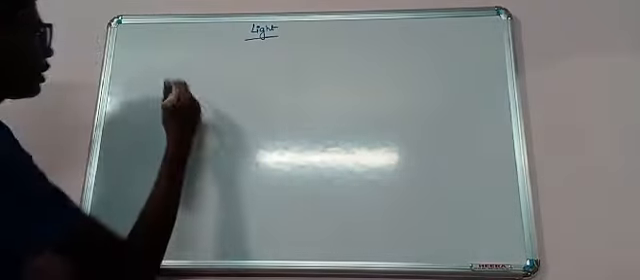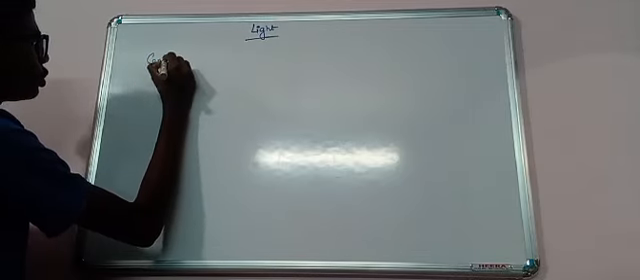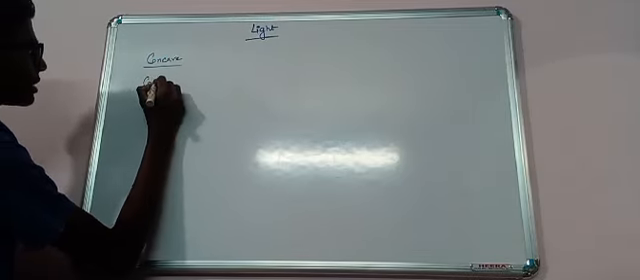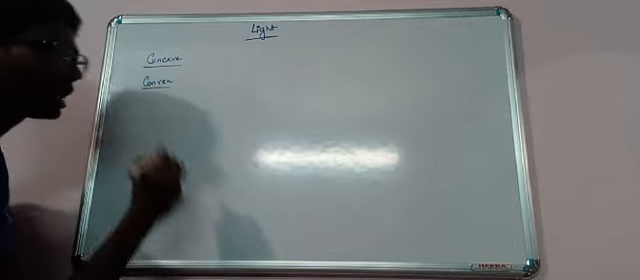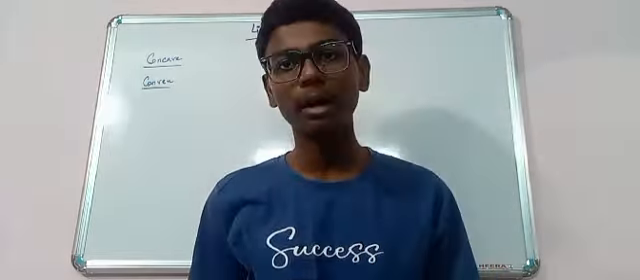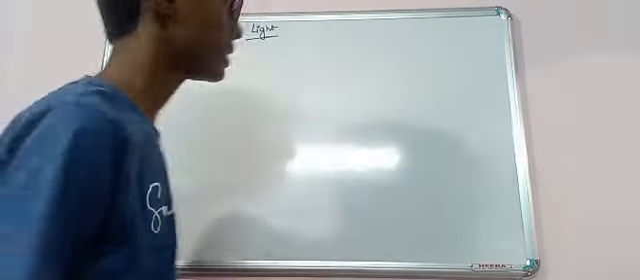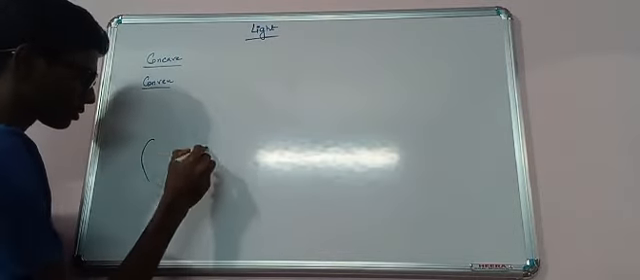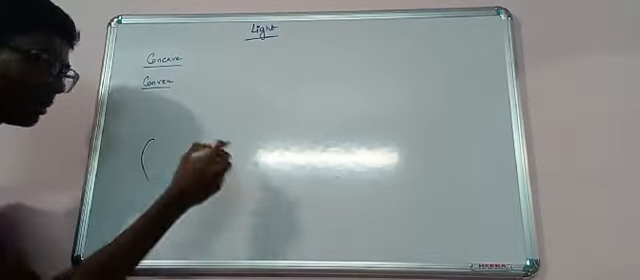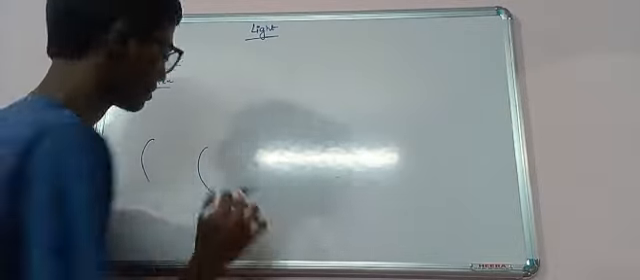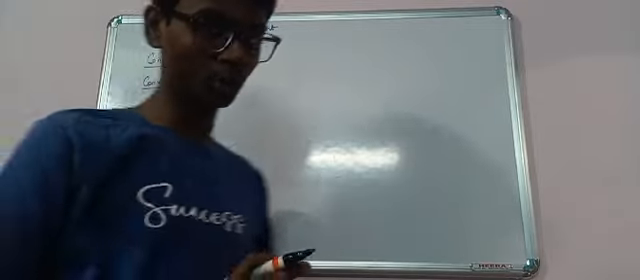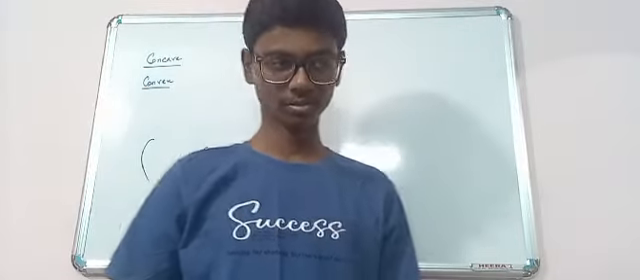So I've already told you that there are two spherical mirrors. One is concave, another is convex. Now I've told you a small trick to remember which is concave and which is convex. Basically, both the structures are the same. C-shaped. That's why they are spherical, right? But the difference between the two is the reflecting surface.